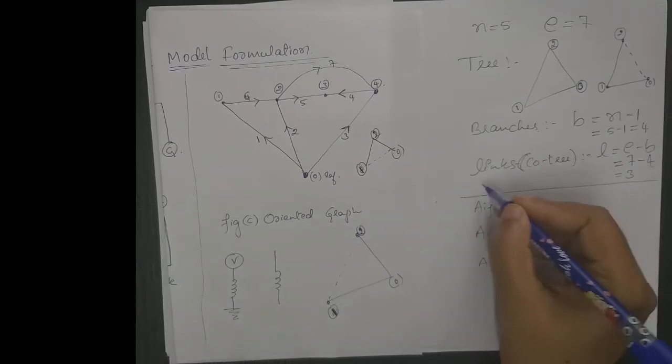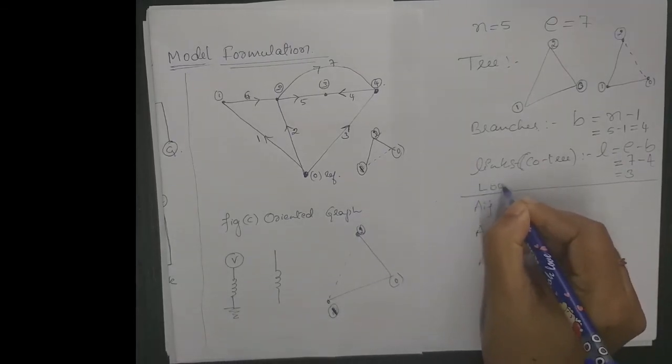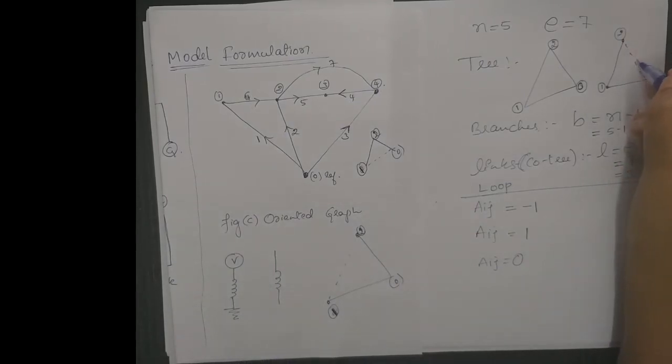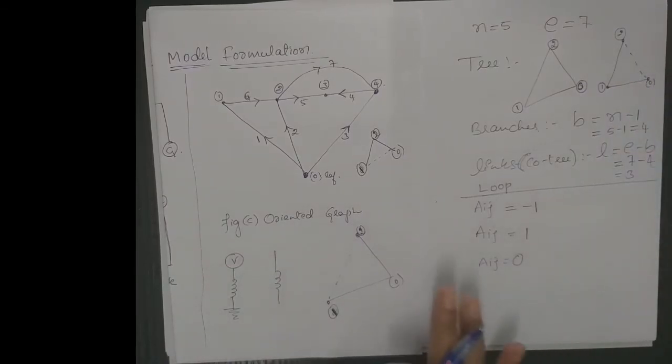Then we will see what a loop is. If a link is added to the tree, the resulting graph contains one closed path, called a loop. The direction of the loop depends on the direction of the link.